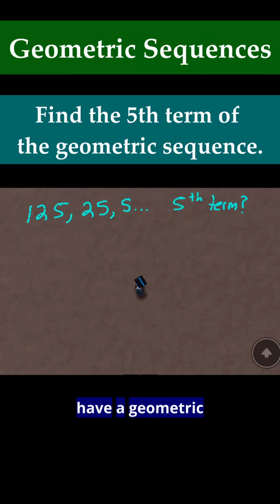In this problem, we have a geometric sequence that goes as 125, 25, 5, and then we need to find the fifth term of this sequence. So to find the fifth term, let me write down the formula for a geometric sequence.